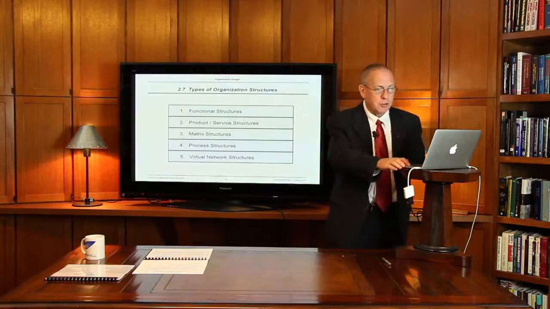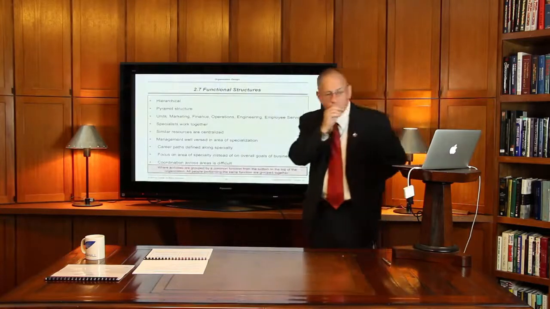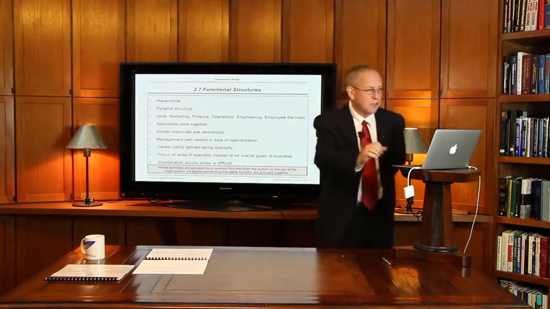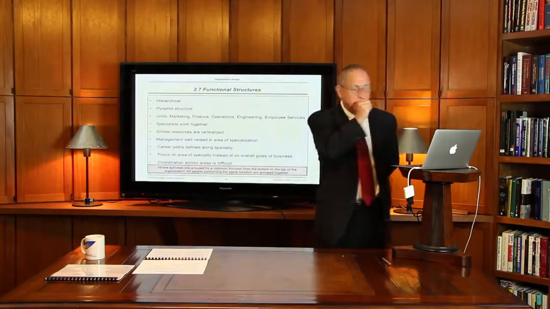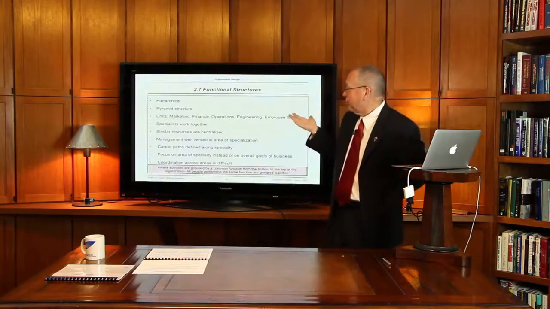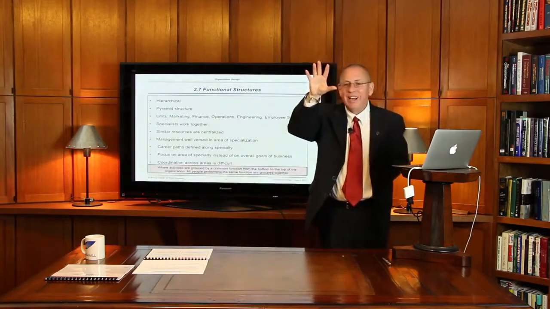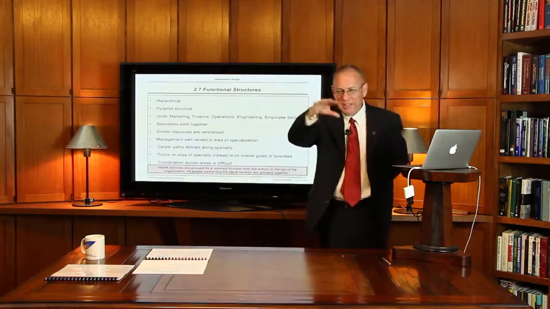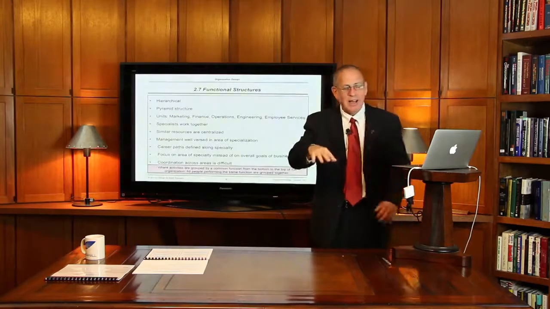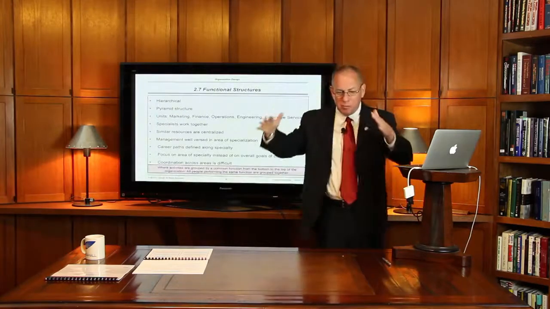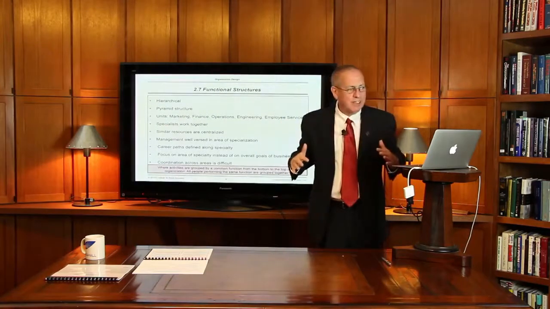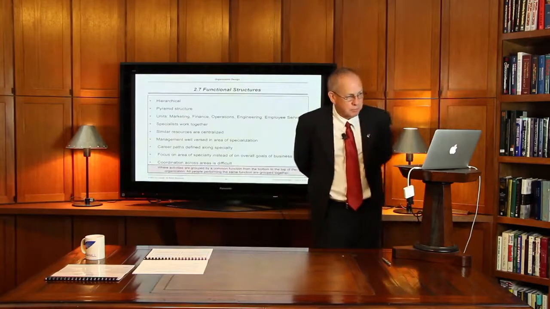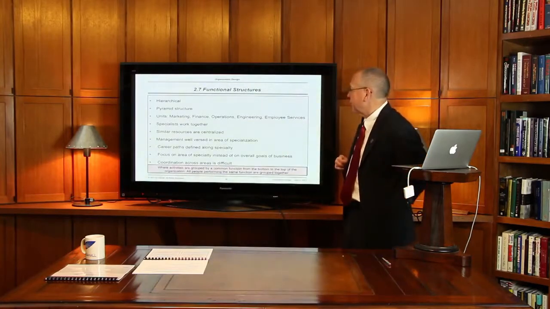In functional structures, this is what you would think of as traditional. They're hierarchical, a pyramid structure. The boss is at the top, then there are vice presidents below the boss, and each vice president has directors reporting to them. So we have one job at the top, and then more people as we go down the organization. It's a typical pyramid. Units traditionally could include marketing, finance, operations, etc.